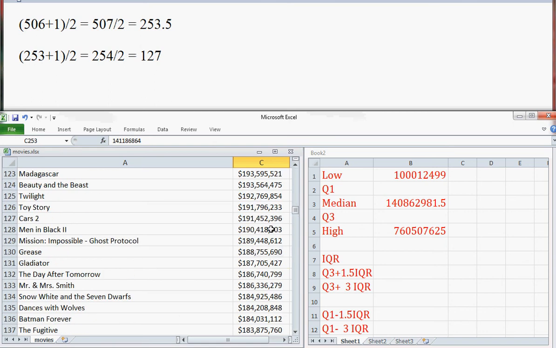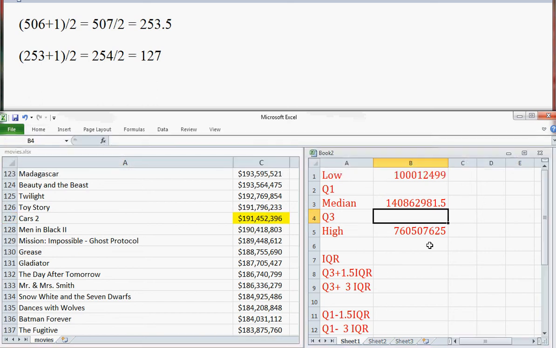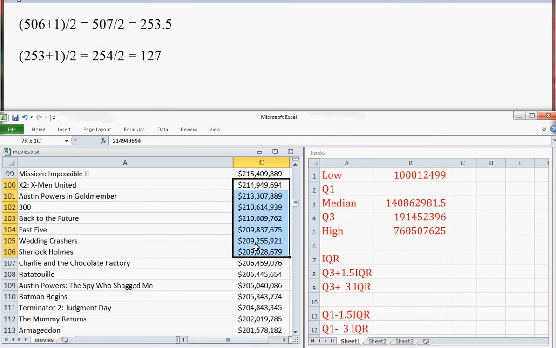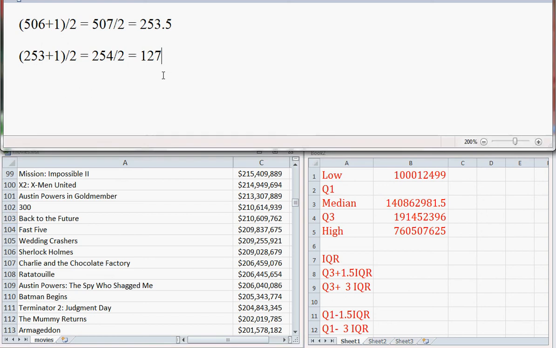So going to number 127, there is the quartile. In this case, it's the third quartile for Cars 2 at 191,452,396. Now we have to figure out the first quartile. Before doing that, let me note that this was the third quartile because the numbers that appear in this are going in descending order. If I had them going in ascending order, then number 127 would have been the first quartile instead of the third quartile.